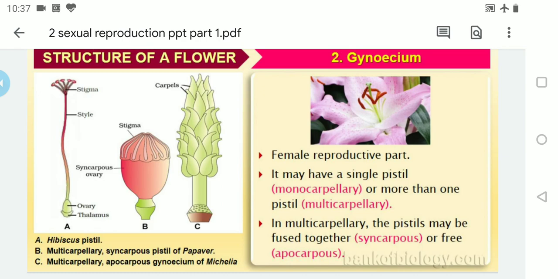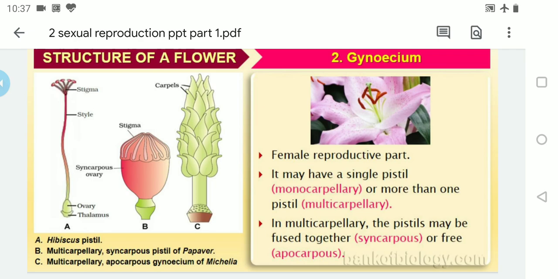You know what the meaning of ovary is, right? Then the terminology, as I said, monocarpellary. What is the meaning of monocarpellary ovary? A gynoecium with a single carpel or pistil is known as monocarpellary. Mono means single. We can give an example: this type of structure we can see in pea plants. There is another terminology, multicarpellary. Multi means many. A gynoecium having more than one carpel or pistil is known as multicarpellary. Did you get it?